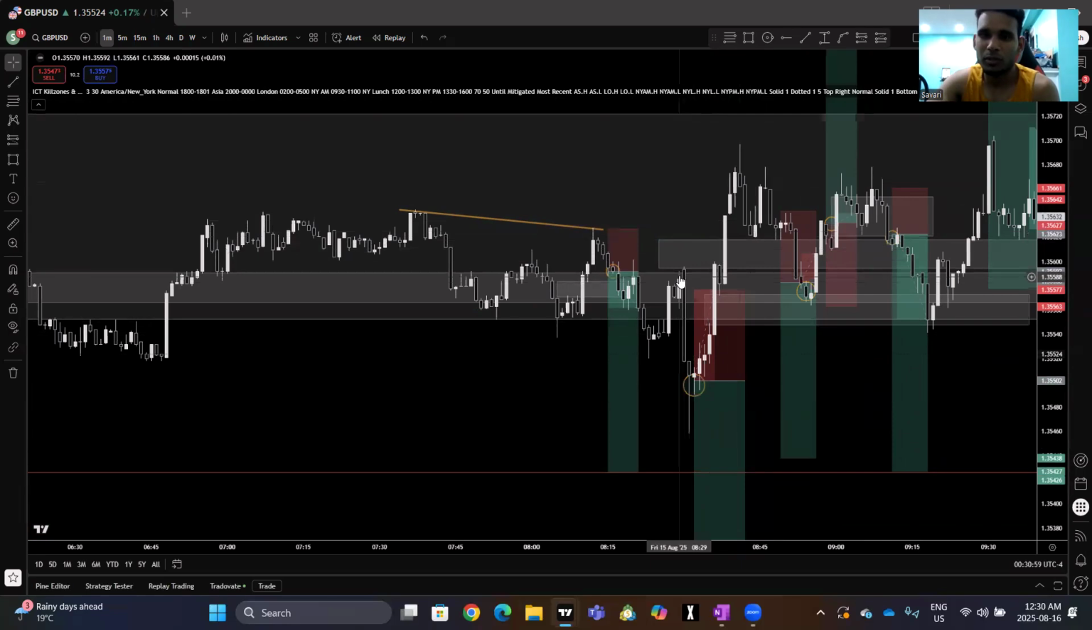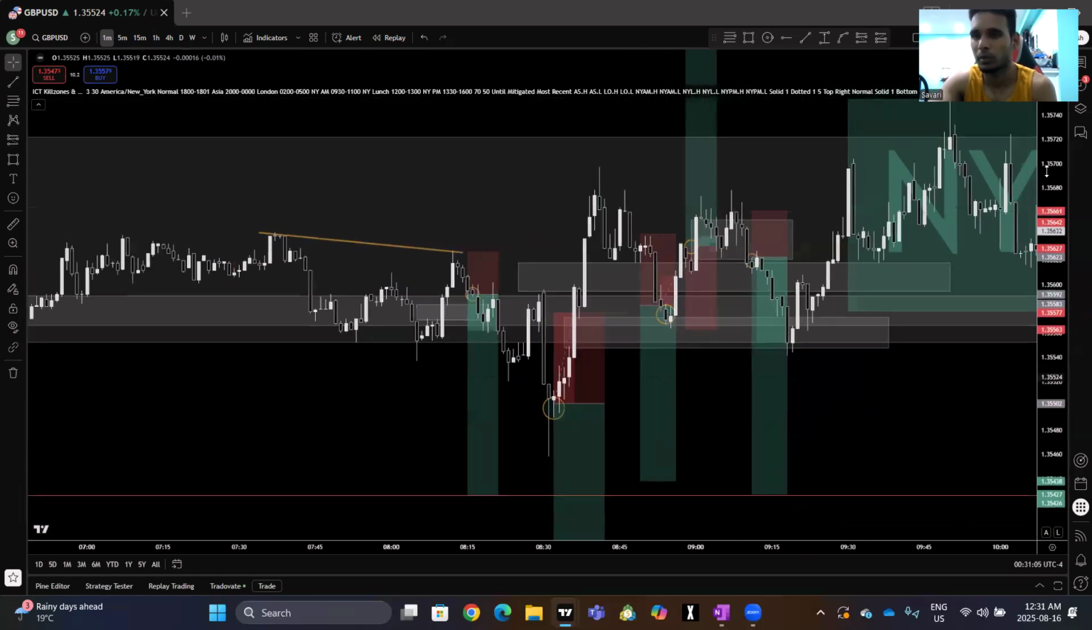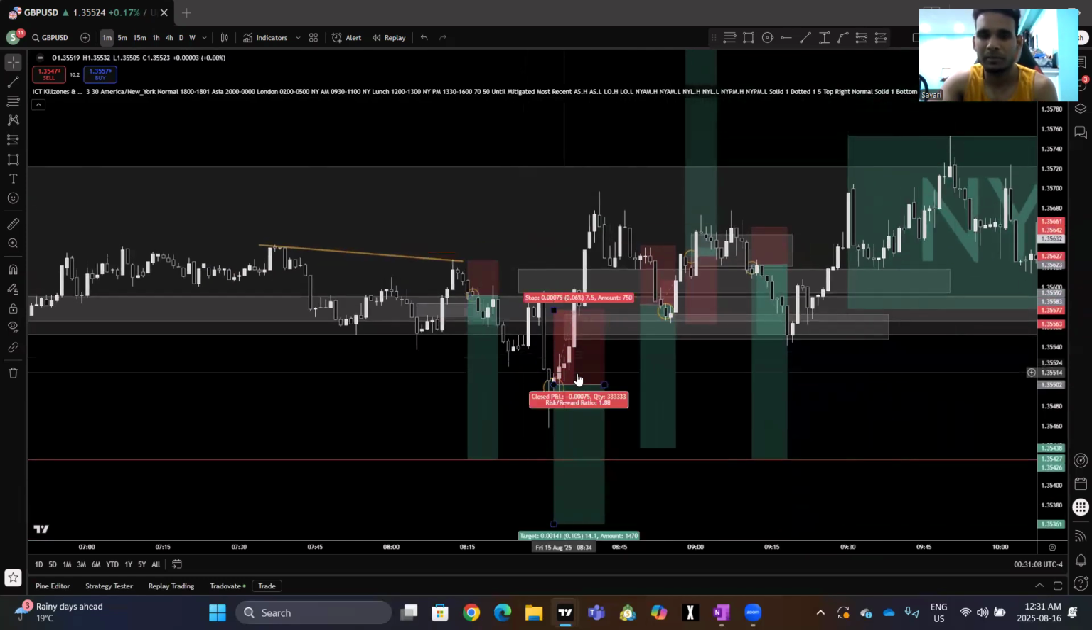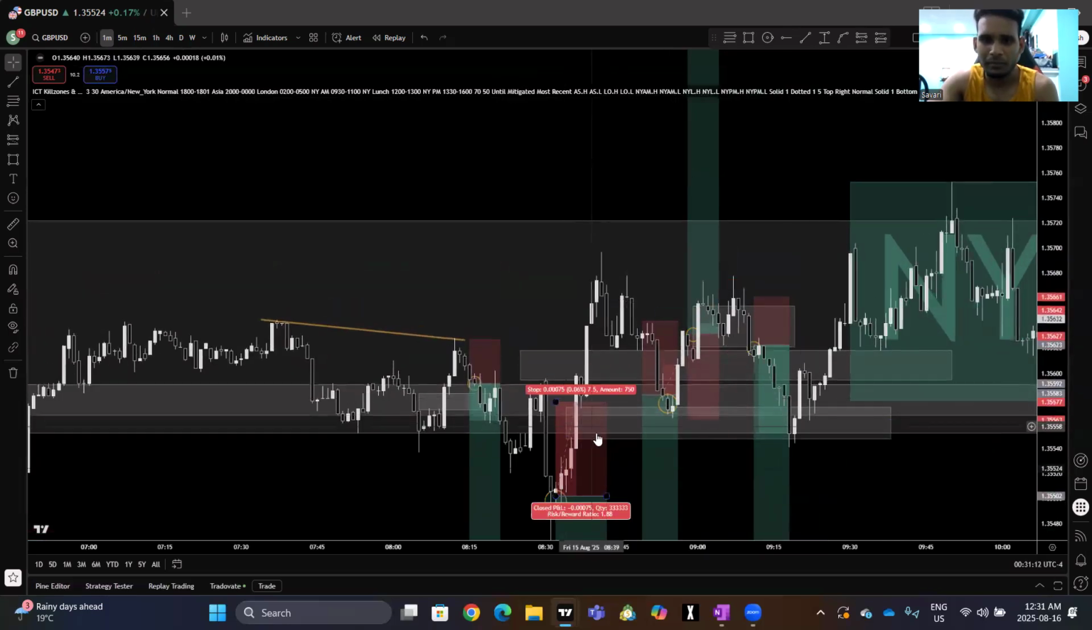I knew that, but unfortunately, I marked this 5 minutes fair value gap. As soon as it closed below, I entered my sell position and put the stop at the high. I got stopped out again. Second, first break even, stopped out 2%, stopped me out here. I was like, okay, fine.